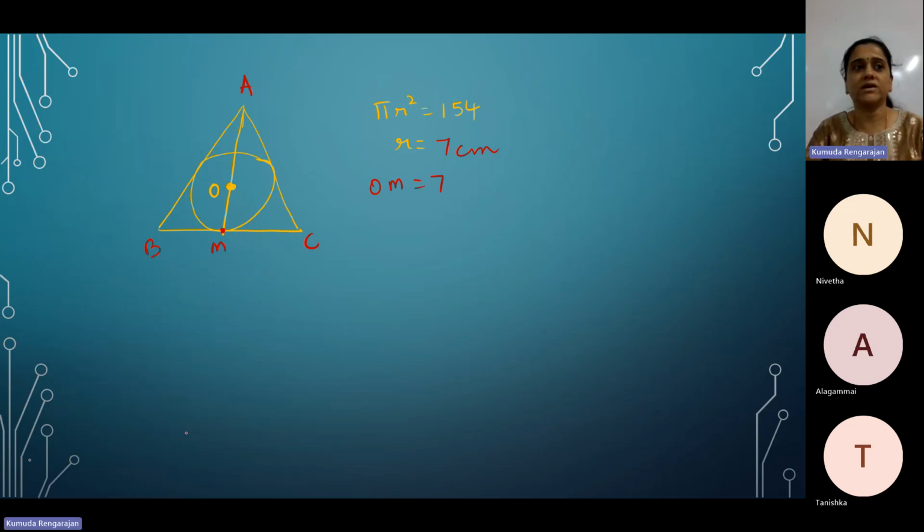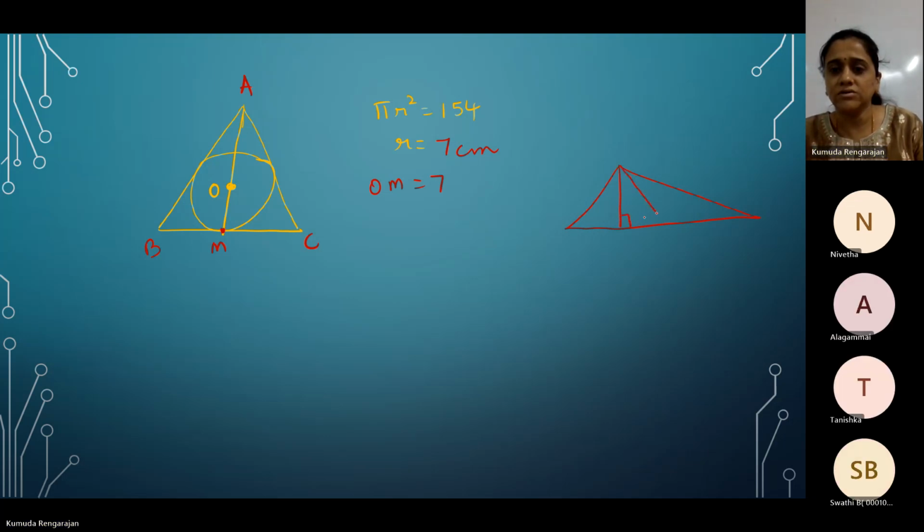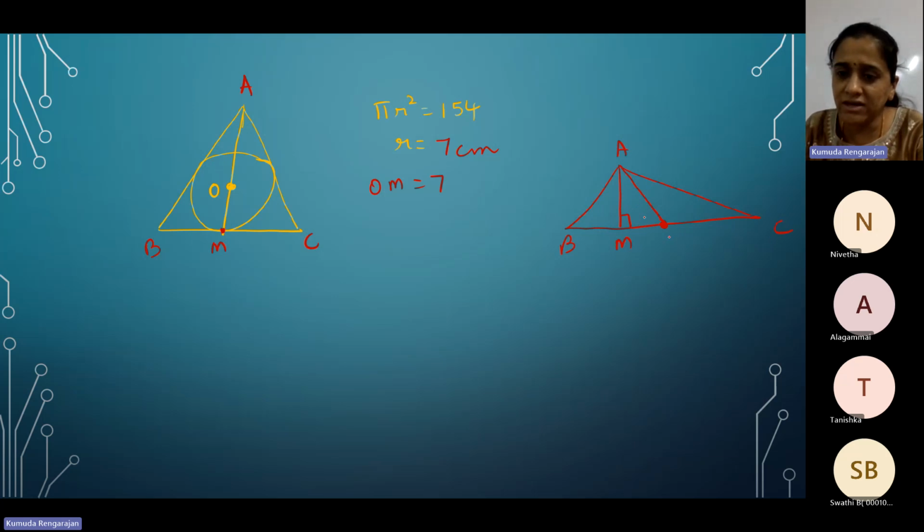In an equilateral triangle, we know that every triangle has 3 medians and 3 altitudes. They're the line segments from the vertices to the opposite sides. Take a scalene triangle. This is the altitude. This is the median from this vertex A to the side BC. Correct? AM is the perpendicular. AM is the altitude from the vertex A to the side BC. But AE is the median from the vertex A to the side BC.